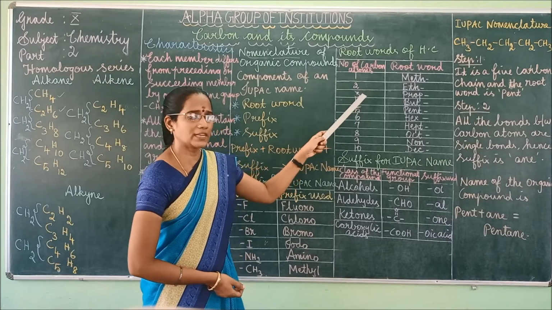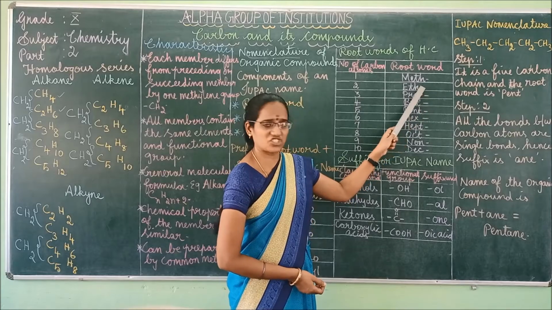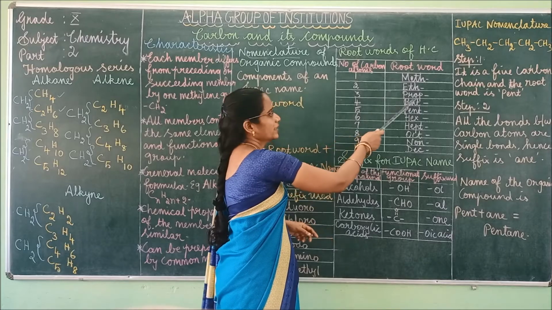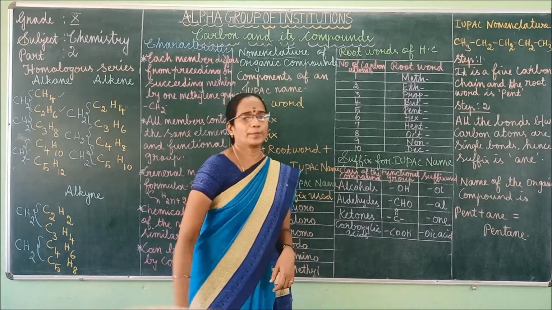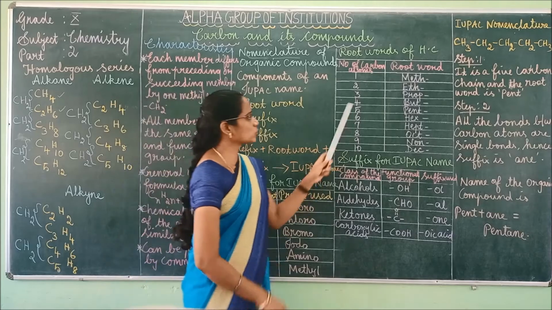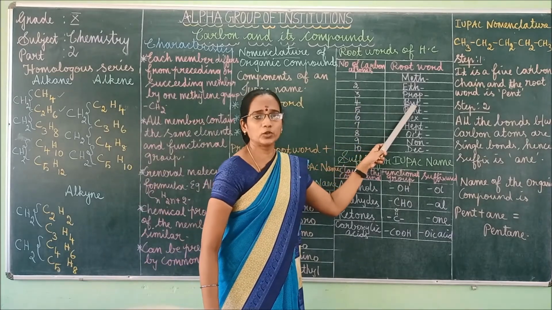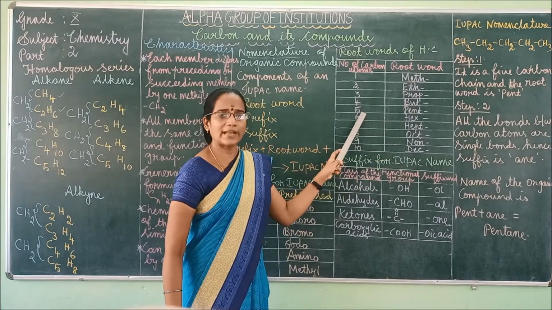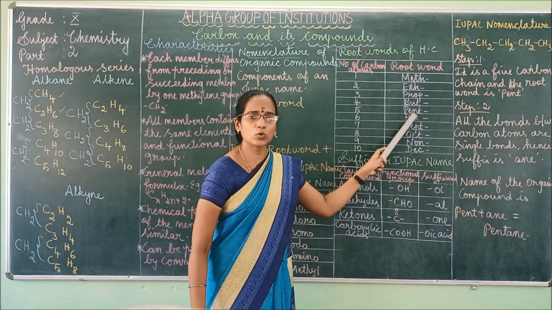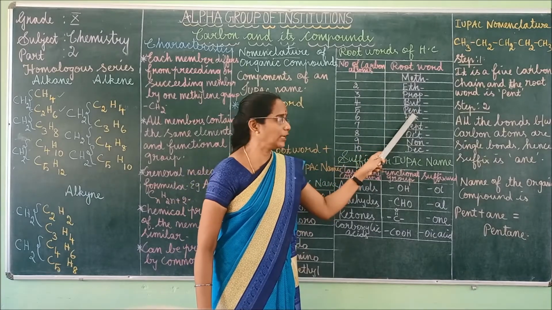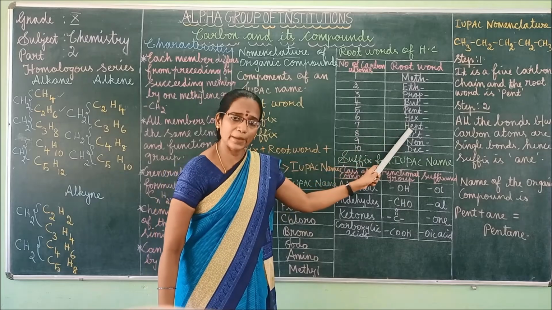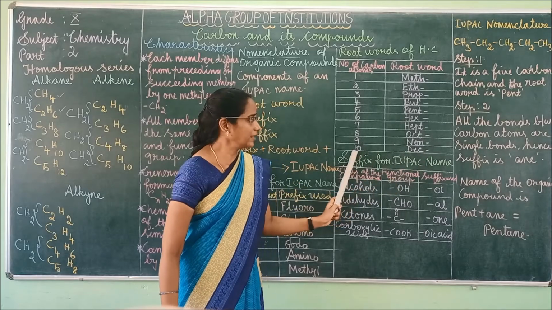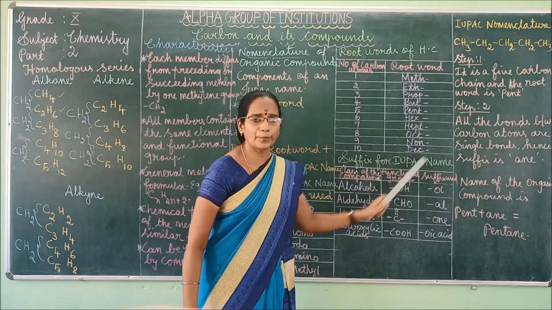For 2 carbon atoms, we use the root word eth, E-T-H. If carbon atoms are 3, we use the root word prop, P-R-O-P. For 4 carbon atoms it is but, B-U-T. If carbon atoms are 5, we use pent, P-E-N-T. If 7, hept. If 8, oct. 9, non. 10, dec.